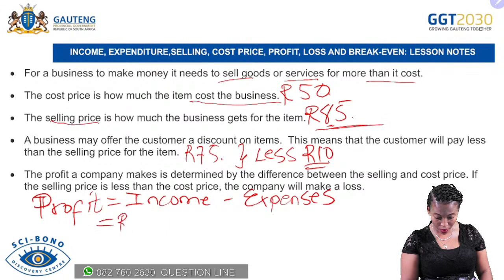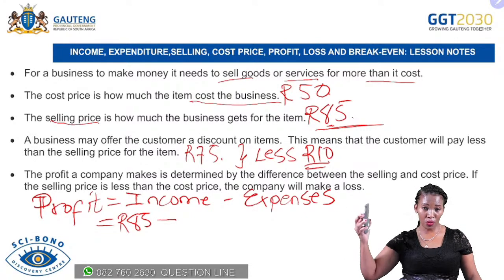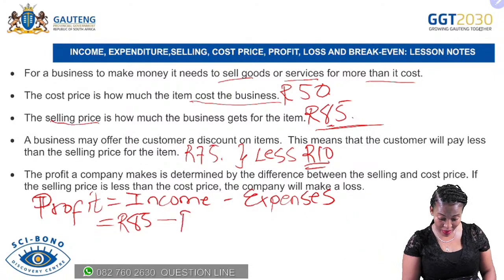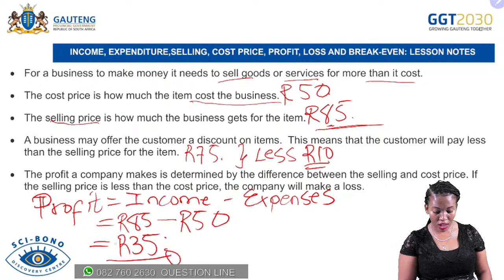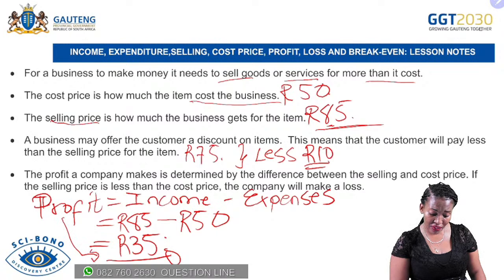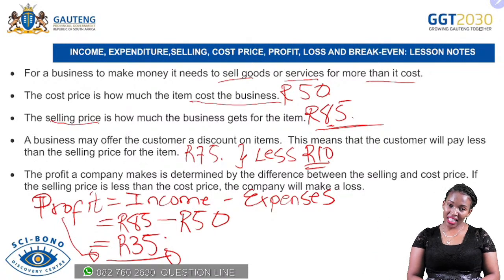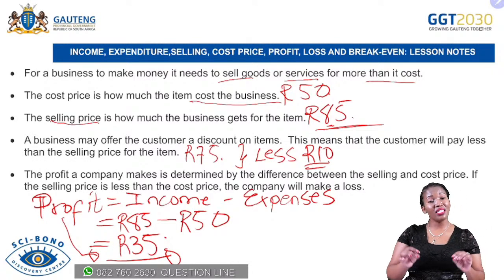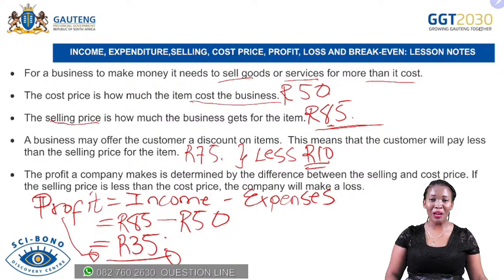So my income would be 85 rands minus how much did I spend when I went to buy these calculators? I spent 15 rands. So you say income minus expenses, I have 35 rands. And because this 35 rands is positive, it means this business is definitely making a profit. If the answer was negative, then we would know that this business is making a loss. I hope you guys can follow. I hope you understand.